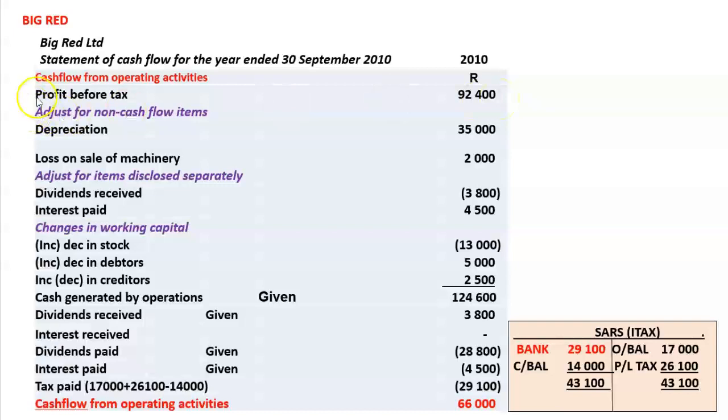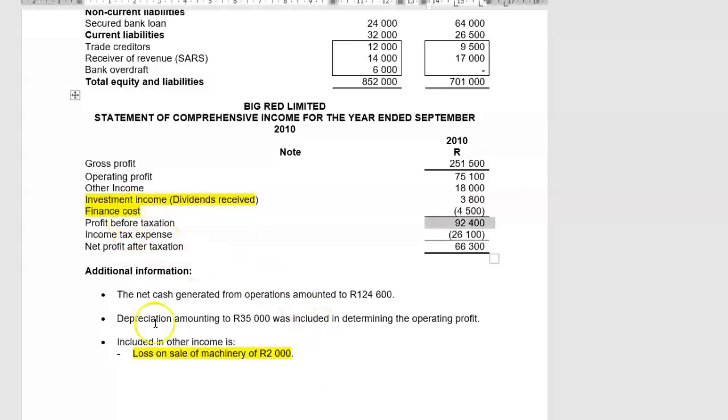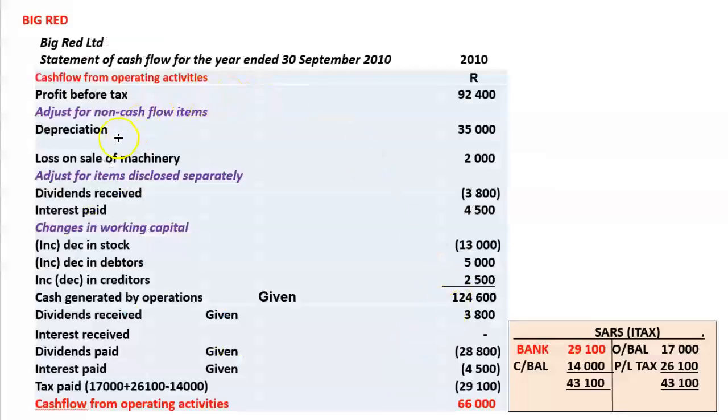Now the first thing that we're going to adjust our profit for is for non-cash flow items. And they gave us all the non-cash flow items very clearly here. Depreciation amounting to 35,000 was included in determining operating profit. So therefore we're going to add back that depreciation, and there was also a loss on the sale of machinery of 2,000, which is also not a cash flow item.